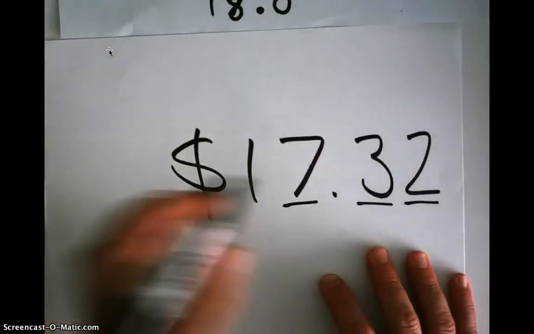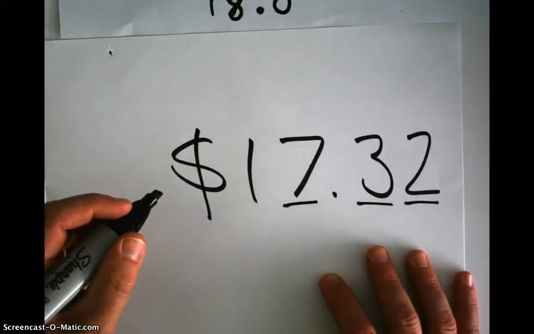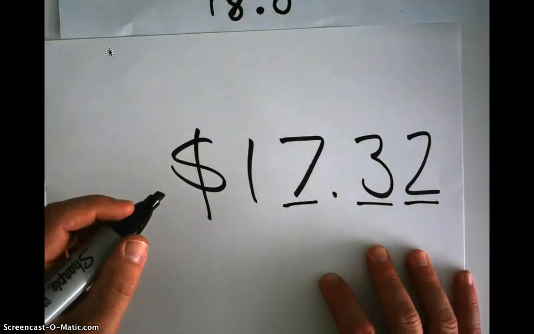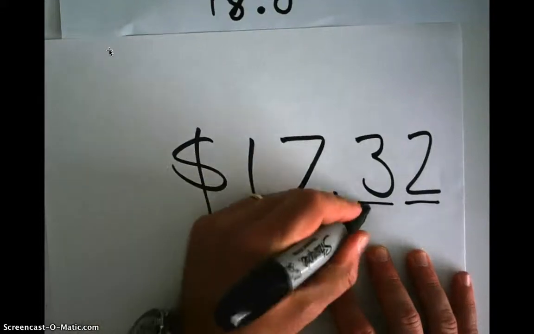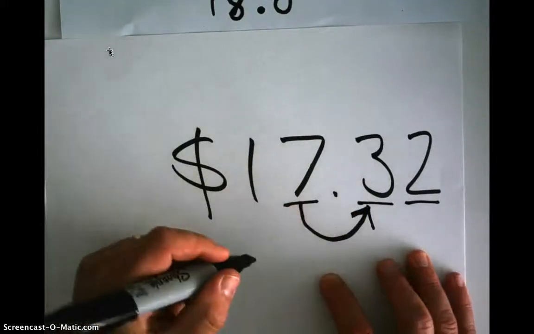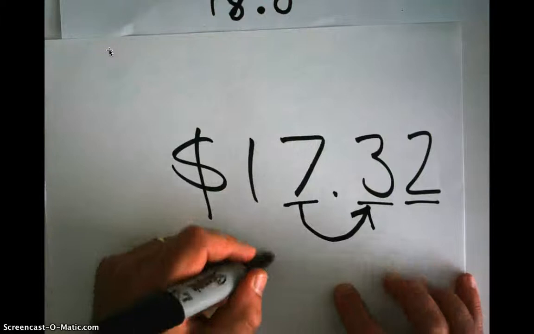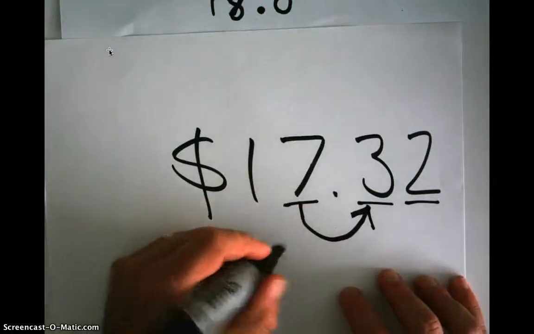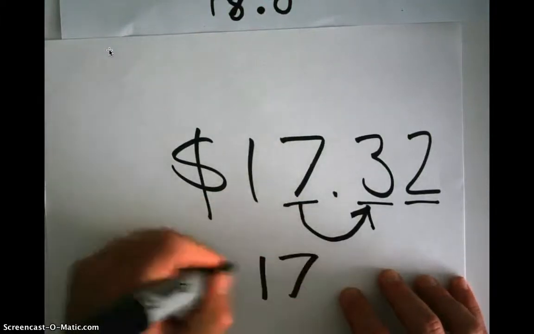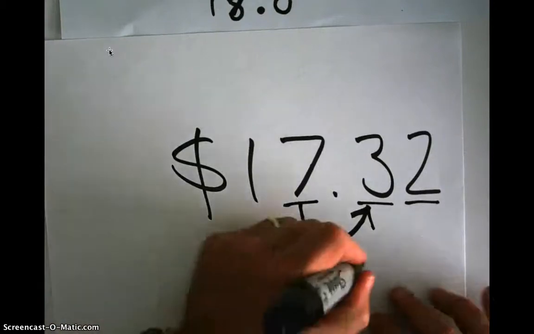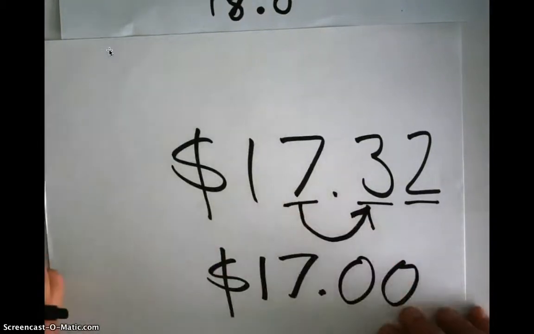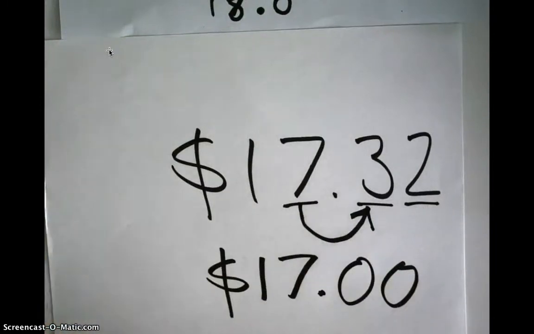Often with money, they'll ask you to round to the nearest dollar. So for this one, you'd look at the 7. You'd look at the next place, that's a 3. 4 or less, it stays the same. So $17.32 would round to $17. And you could do 17.00. That would work out fine also. All right, so that's rounding with decimals. Not much different from rounding with any number at all.